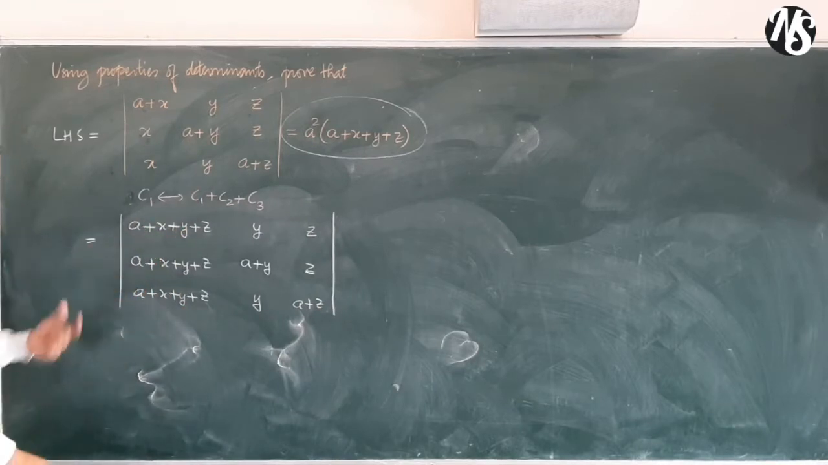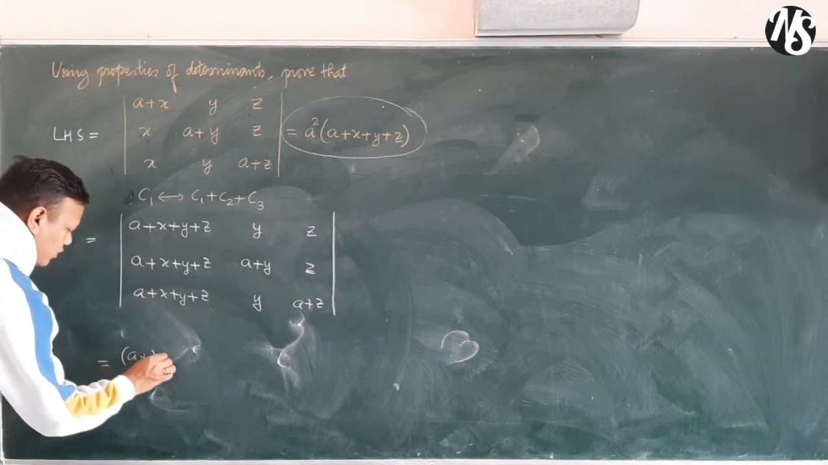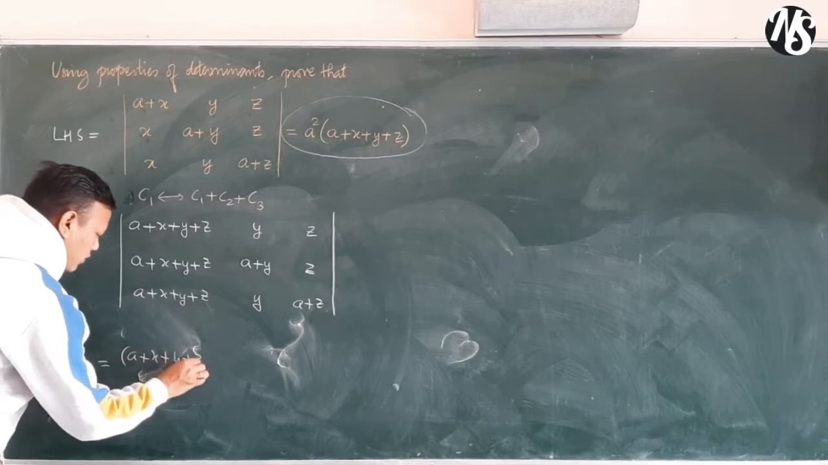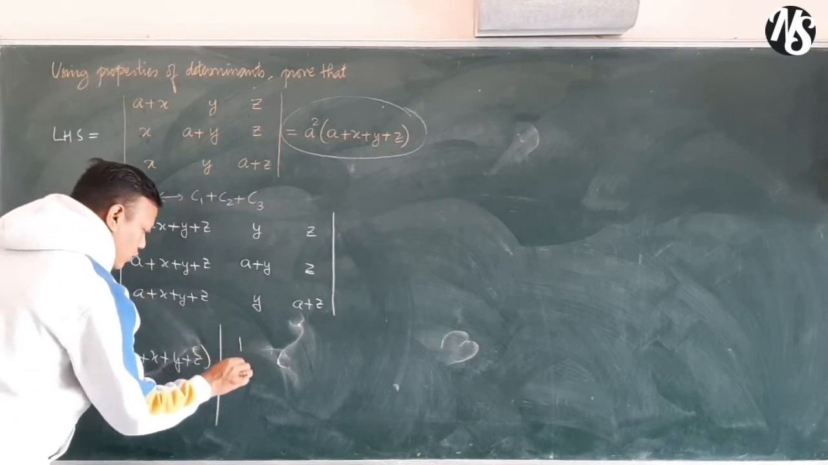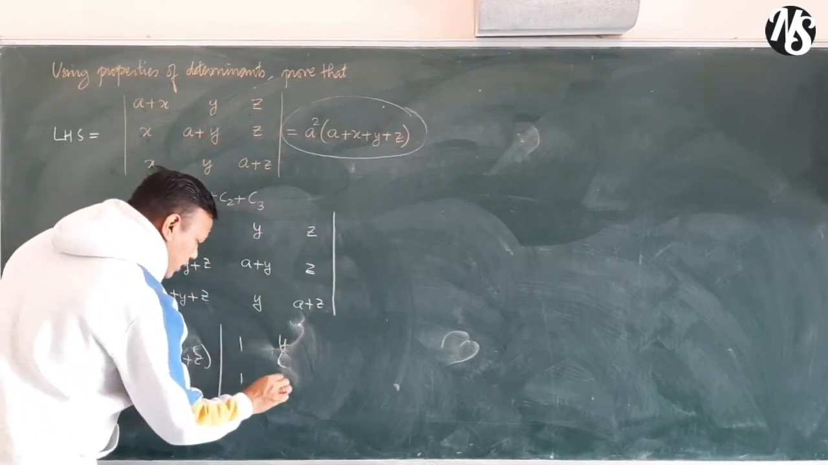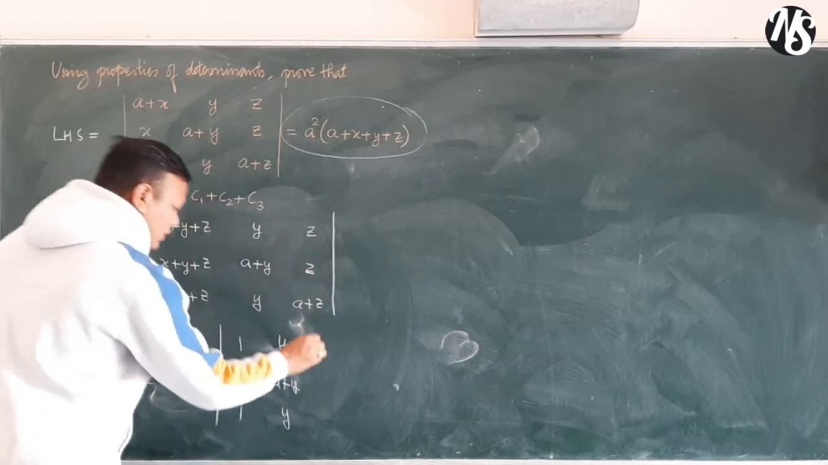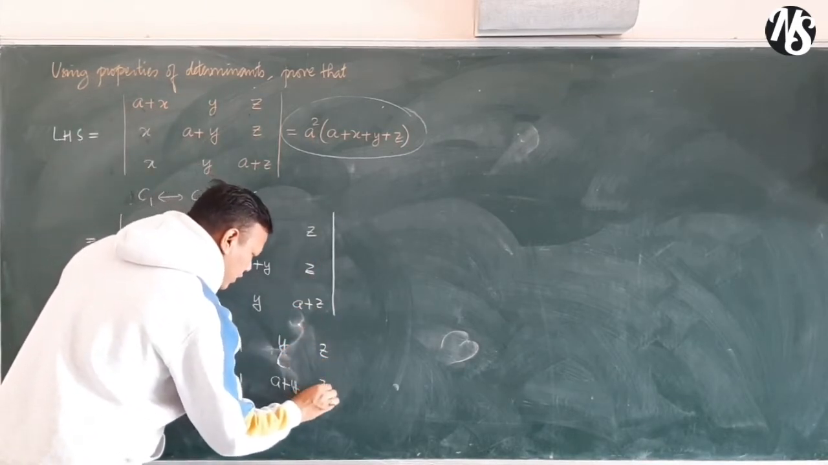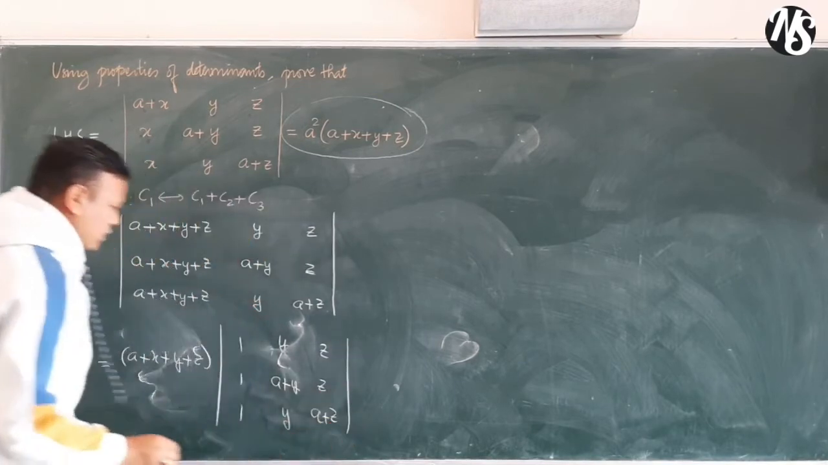If you take out a plus x plus y plus z outside, you get 1 1 1 here, right? This will remain as it is. That is y, a plus y, y, z, z, a plus z. So this is what you get, isn't it?